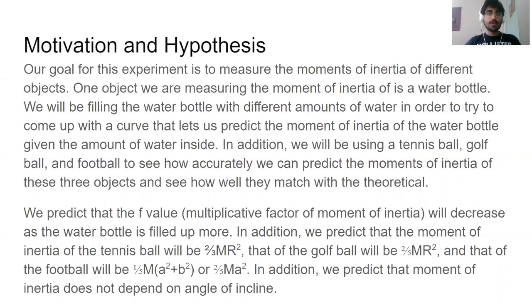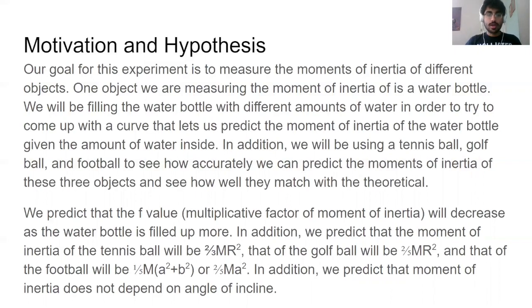We hypothesized that the experimental value would be roughly equal to the theoretical values of moment of inertia. For the tennis ball, that was 2/3 mr squared. For the golf ball, that was 2/5 mr squared. And for the football, that would be 1/5 (a squared plus b squared), where a and b are the radii of the major and minor axes of the ellipsoid.